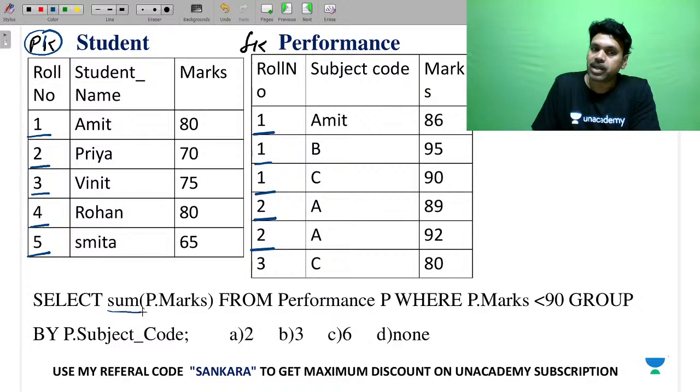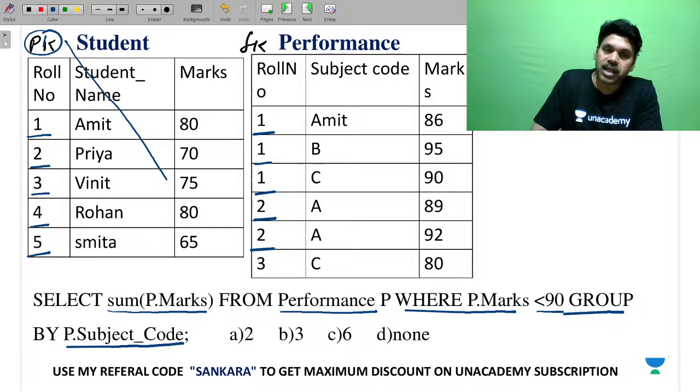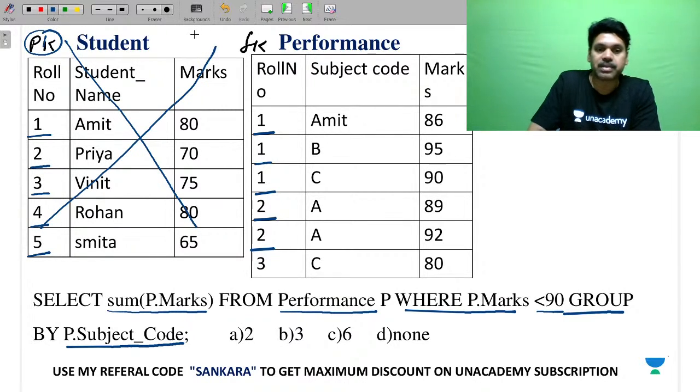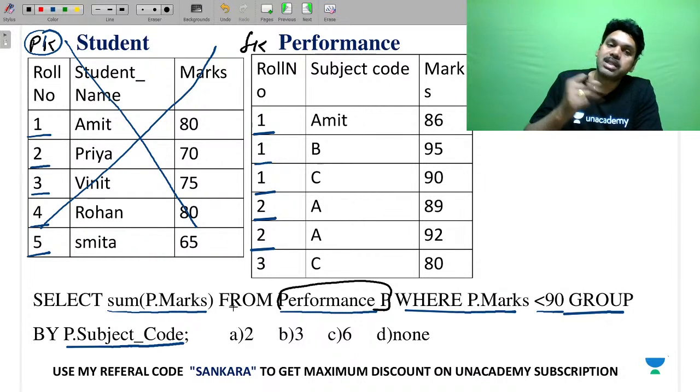He is asking sum of P dot marks from performance P where P dot marks is less than 90, group by P dot subject code. That means he is not talking about any information from your student instance at all. We don't require it. He is mainly talking about the performance instance only. So we need not touch the student instance. Directly I am concentrating on the performance instance. He is asking sum of P dot marks group by subject code.